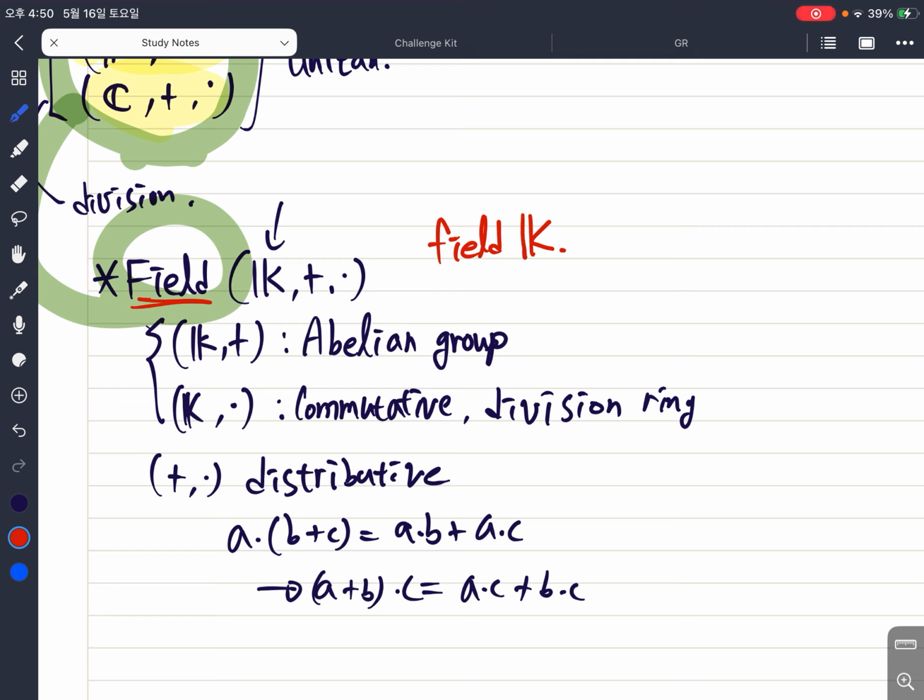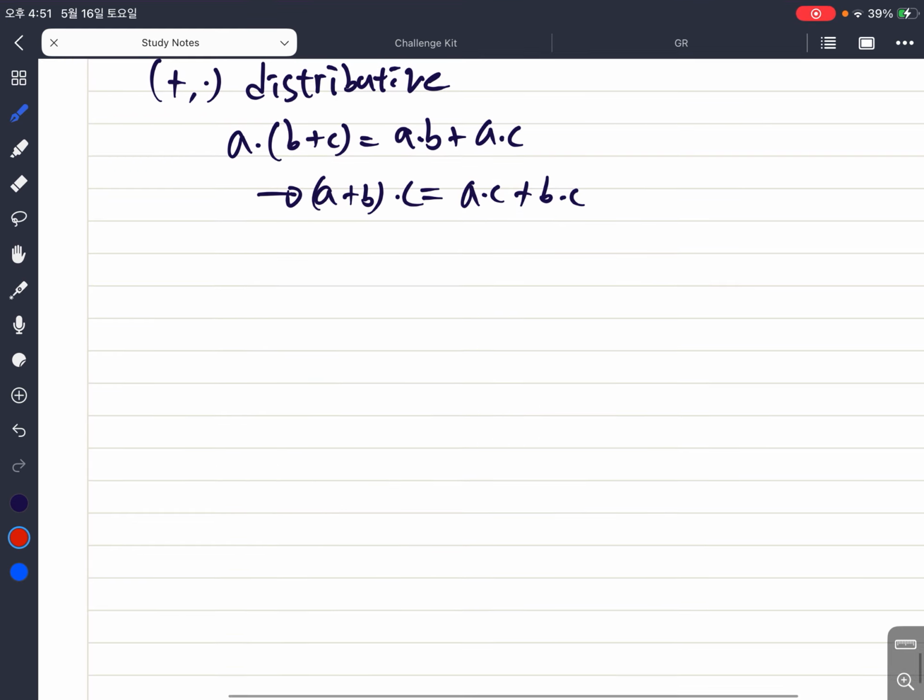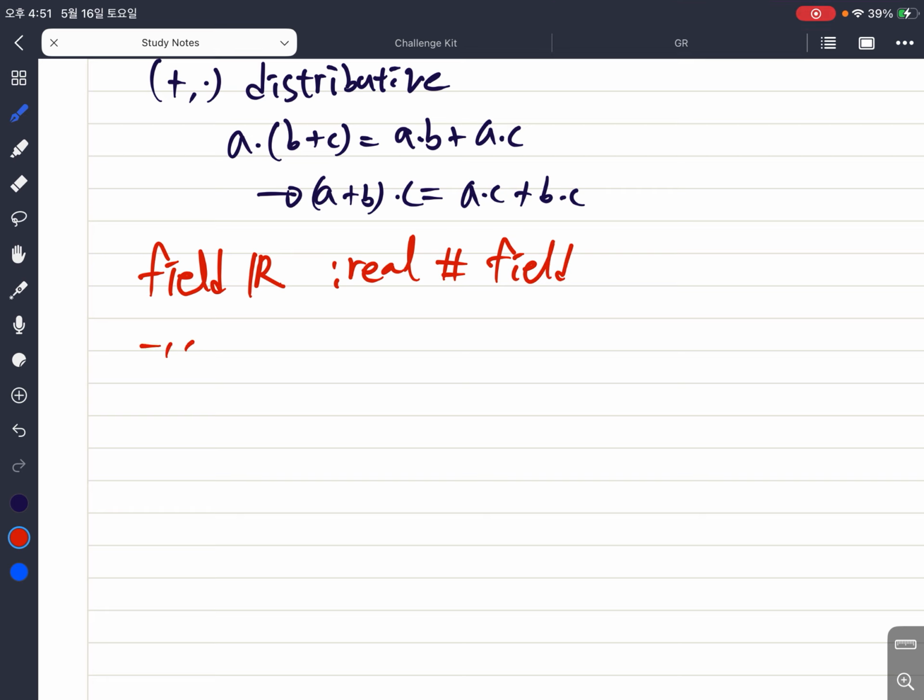For the field, I will write this double-line K. In LaTeX it is mathbb. I don't know what it is called, but this symbol will be used. When you see field K, we are assuming there is a K with plus and dot. Also, I will always use this field K notation. I'll say field R, it is the real number field. And field C, it is the complex number field.